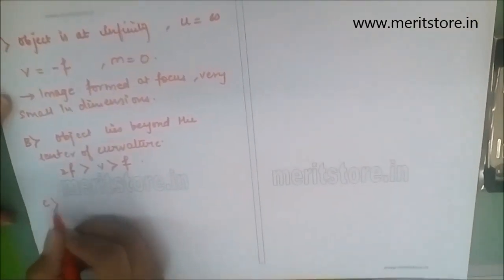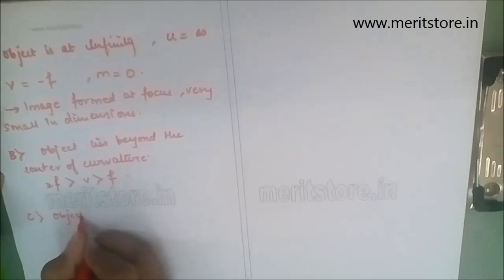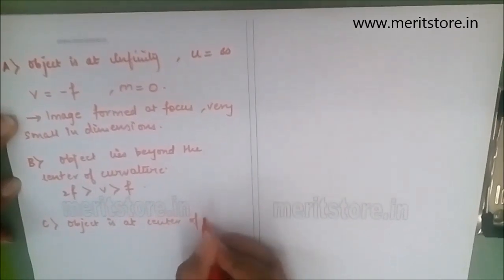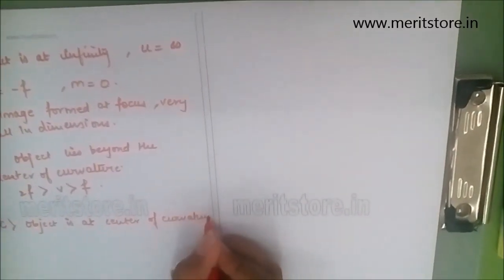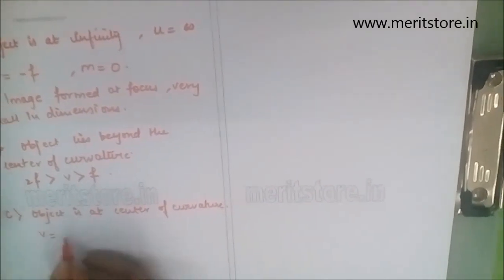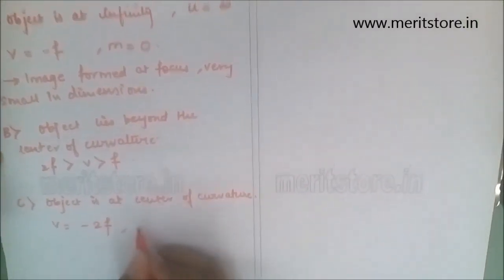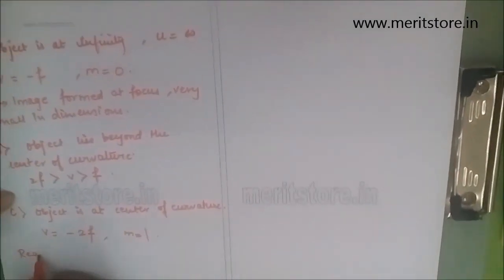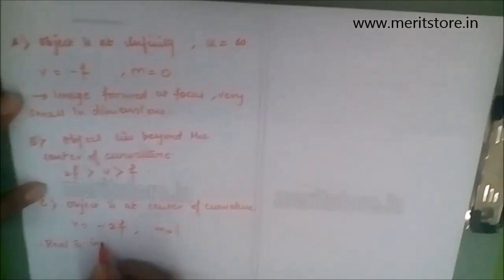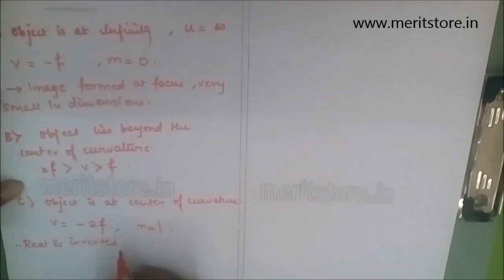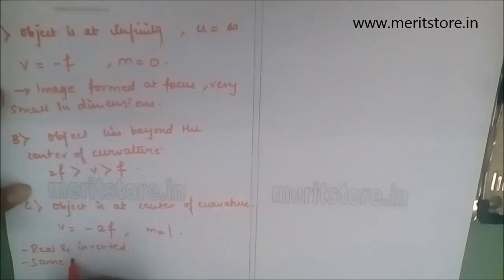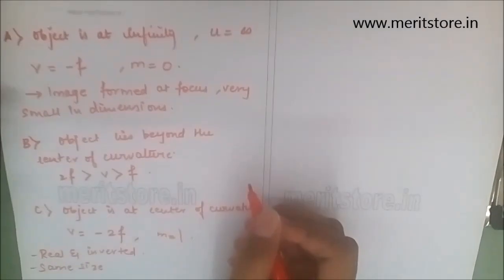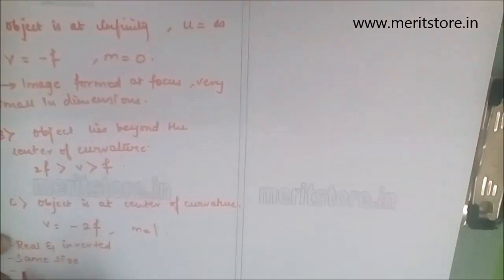Case C, if the object is at the center of curvature, then v is equal to minus 2f and m is equal to 1. Thus the image is real and inverted. It is of the same size as that of the object and it is formed at the center of curvature.